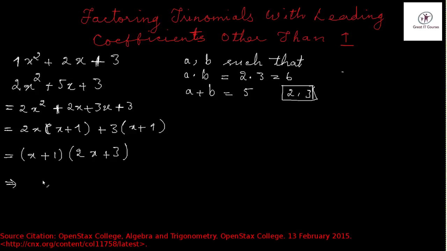That basically means that 2x squared plus 5x plus 3 can be written as (x plus 1) times (2x plus 3), and that is your answer.